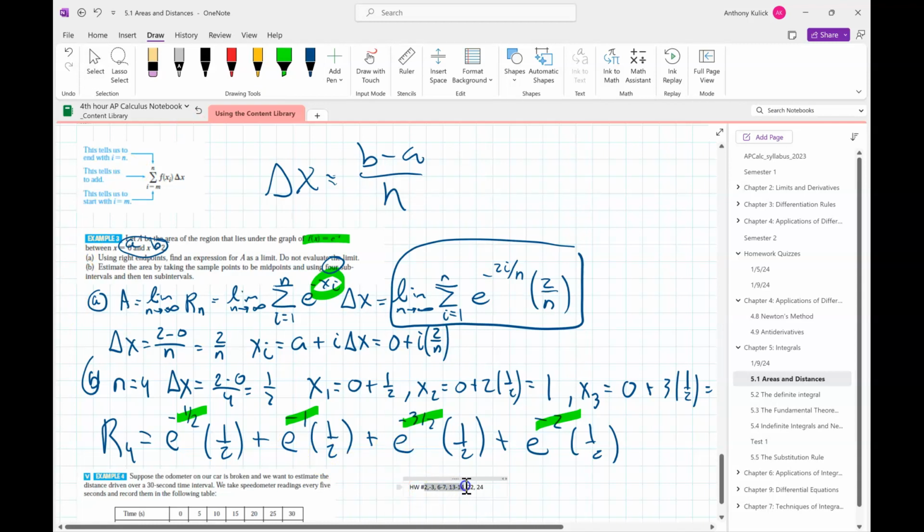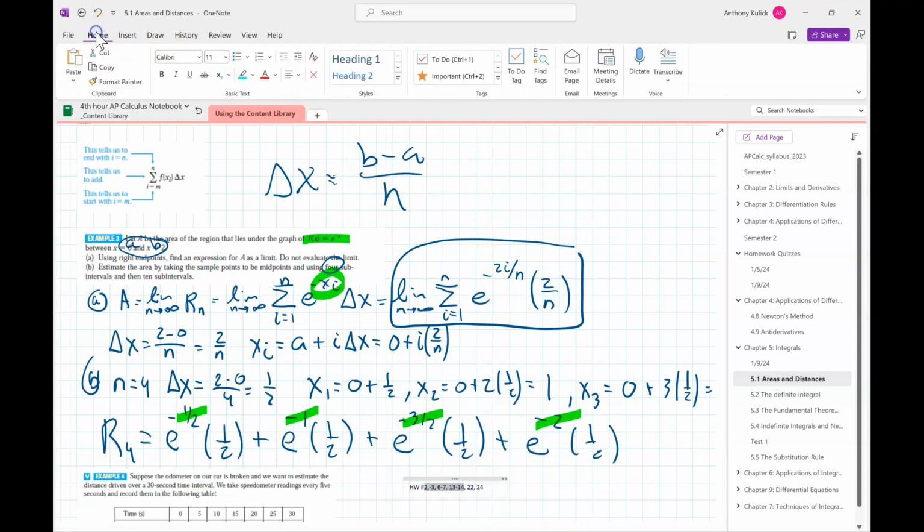So there's a homework quiz, like these questions. This is something you absolutely will, they'll ask you to do on the AP exam. It's to calculate the area under a curve using these rectangles, using the left hand, right hand, or midpoint rules.